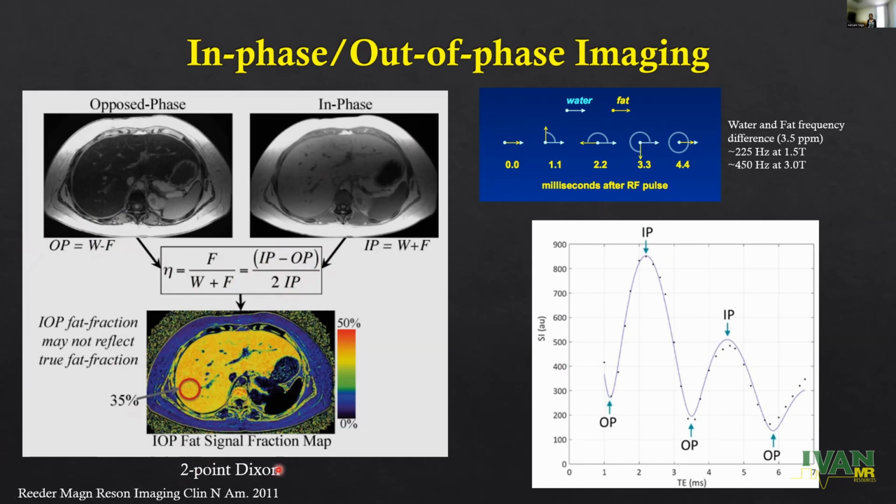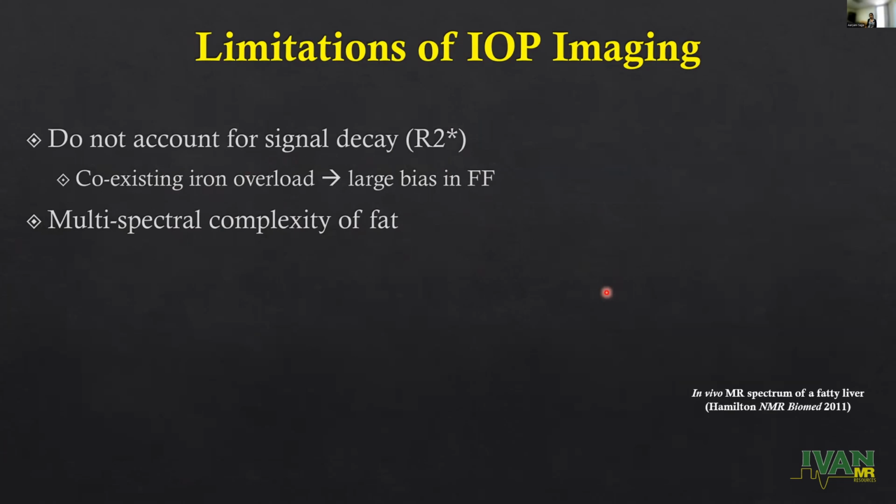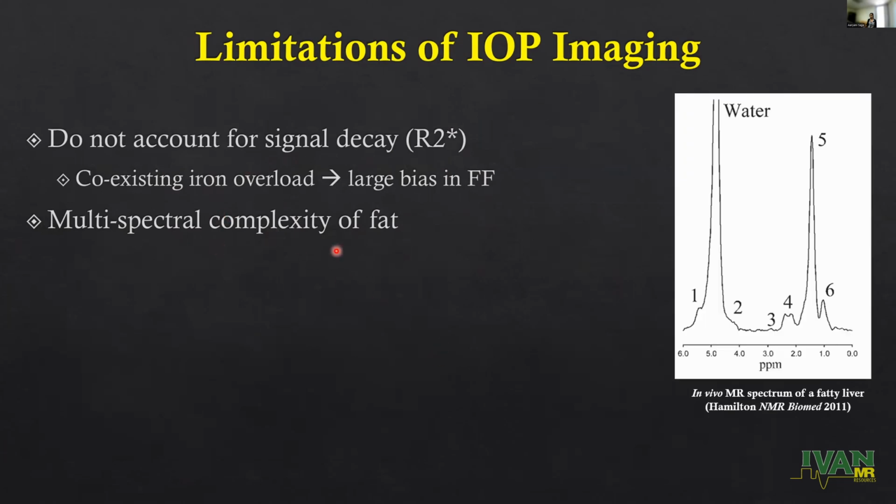You subtract the out-of-phase from the in-phase and divide, and you can get the fat fraction. This is called the 2-point Dixon method. But the problem with this one is it doesn't account for the signal decay that is happening. I showed you, right? Even for the normal liver, the signal decays over time. So in-phase and out-of-phase wouldn't account for the signal decay. Also, in cases of coexisting iron, there would be a large bias in the fat fraction. And what you're seeing in-phase and out-of-phase is mainly from this methylene peak, but fat has other peaks too. So it's not accounting for the multispectral fat complexity.